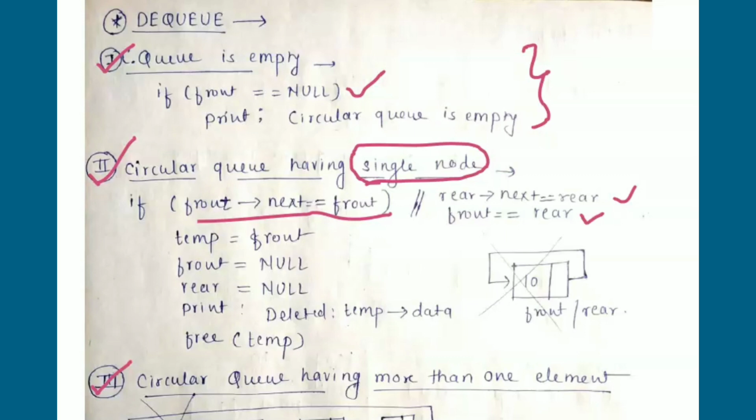So in that case, if you are trying to delete that node, you need to first set a temporary variable with that front value. After deleting, you need to set the front and rear to the null. If you want to print a data, you can print it with the help of temp data. And whatever the memory is allocated for that single node, you can free it with the help of free temp. So that was the second case if your circular queue is having a single node.